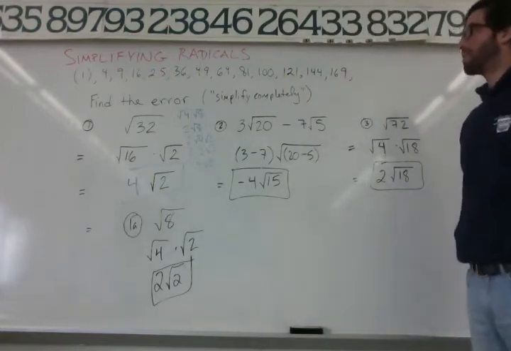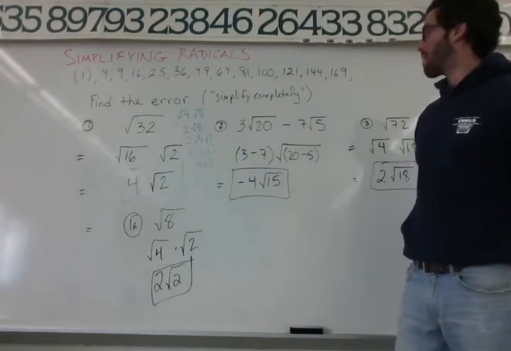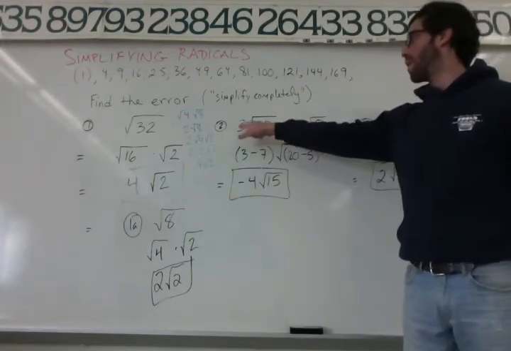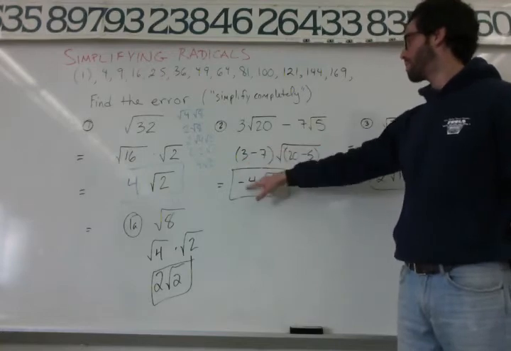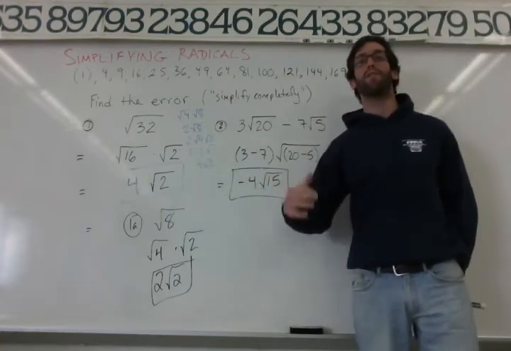Back to problem 2. Sorry, I went off on a bit of a tangent here. Back to problem 2, we have a subtraction problem. I took away 3 minus 7 and got negative 4. And then 20 minus 5 and got 15. So that's right? No, the whole thing is wrong.